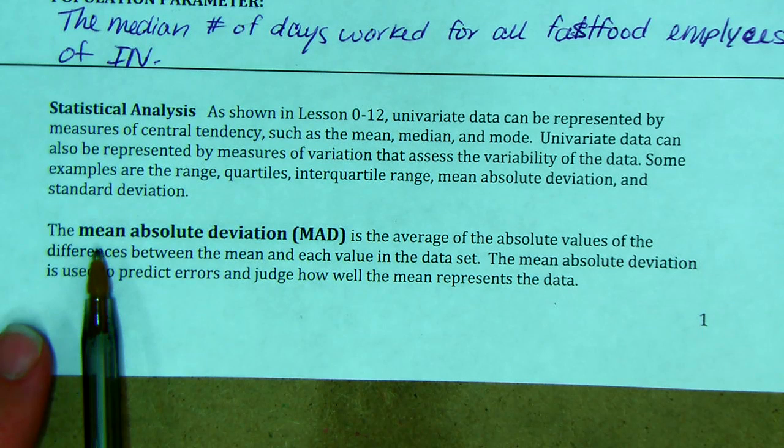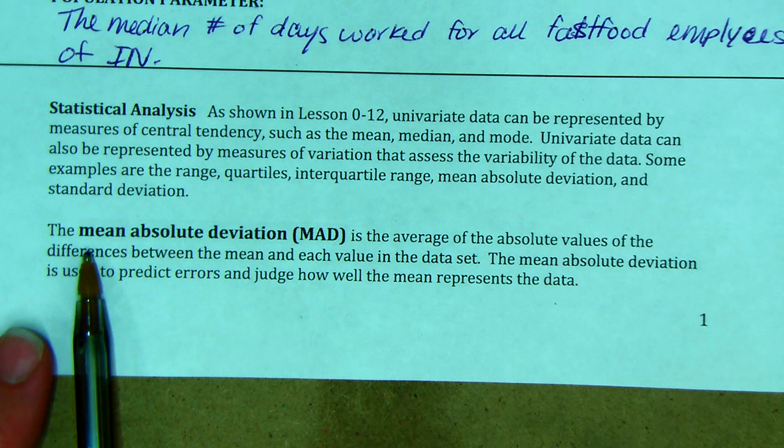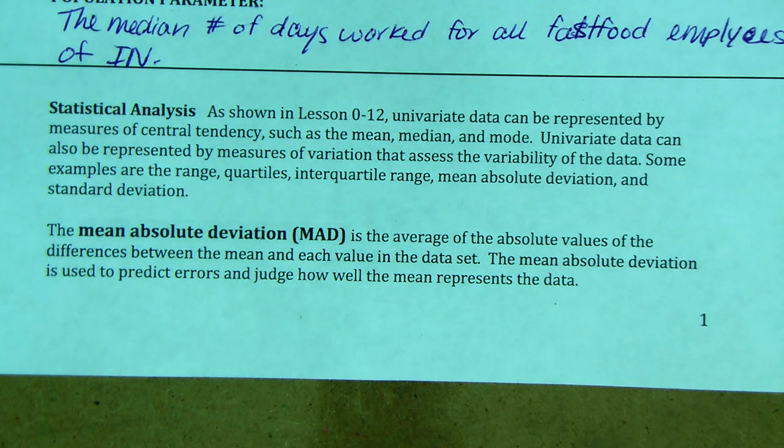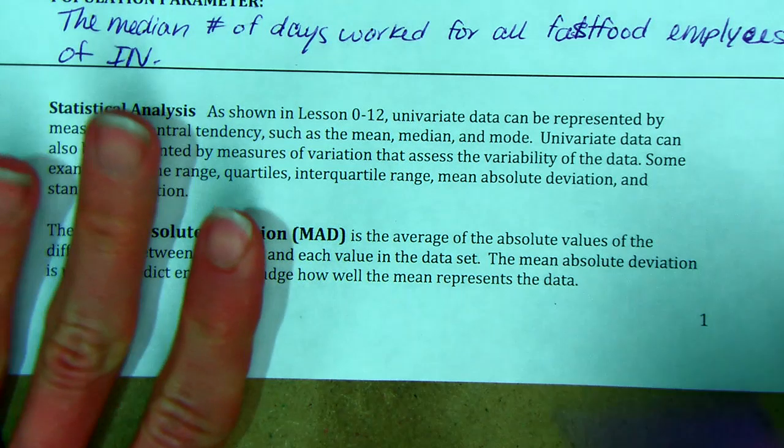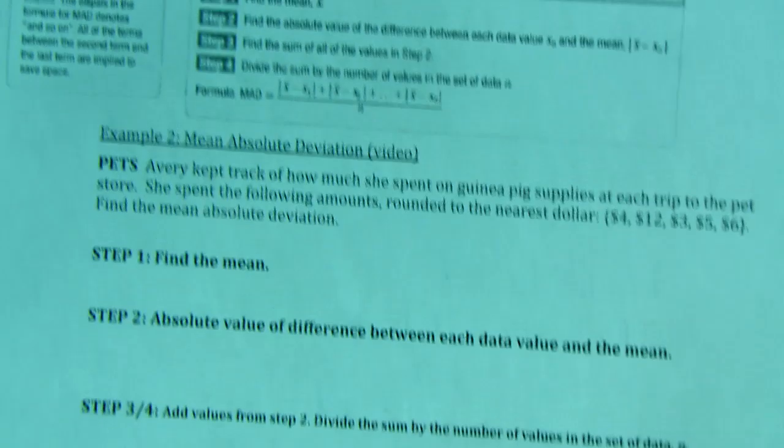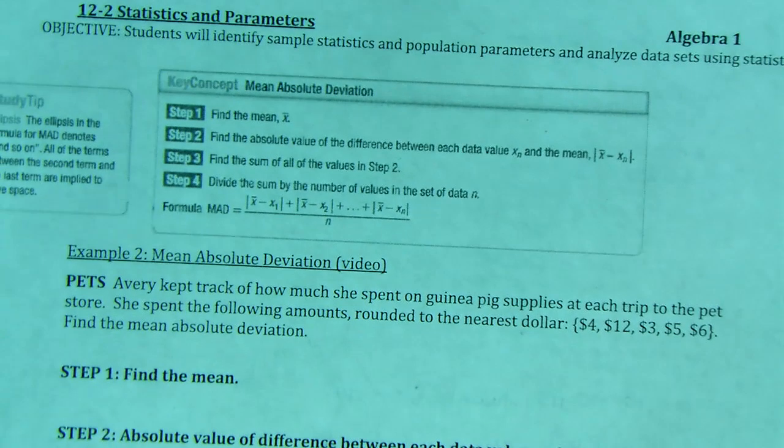It is the average of the absolute values of the differences between the mean and each value of the data set. Now, there's a couple of steps you have to do, and we are going to calculate this. All right, so turn to the second. Here's a step-by-step calculation. So understanding what those things mean, it might be different.